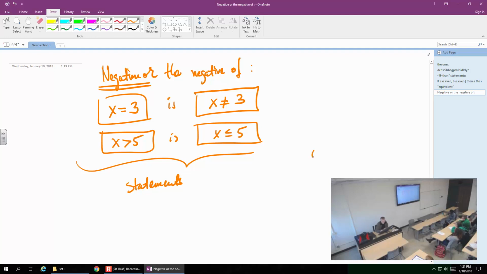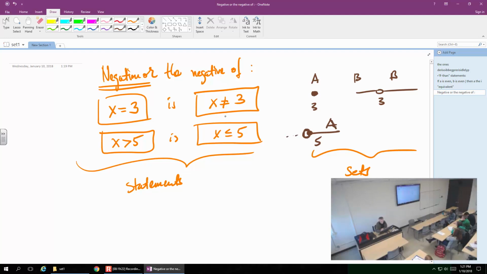If you now switch to sets, this is what it's going to look like: x equals 3, this is A, let's say. And then B is the rest. You exclude 3, you take one point out of the set of real numbers, and that's what you're left with: x not equal to 3. Or this one, from 5 to infinity, that's A, excluding 5. That's my A. And then its complement, this is A and this is B. This is B: everything from negative infinity to 5, including 5.